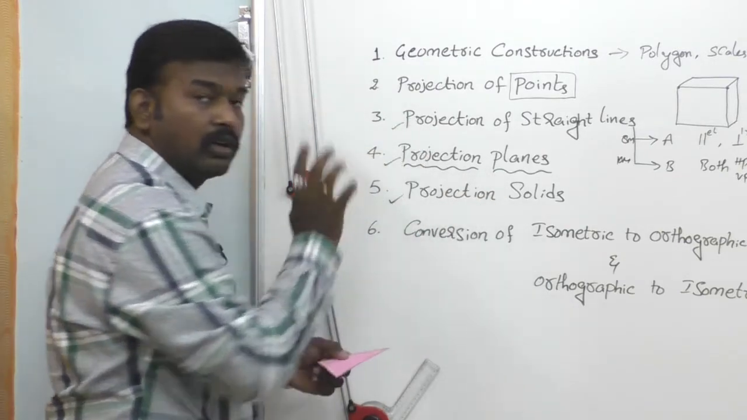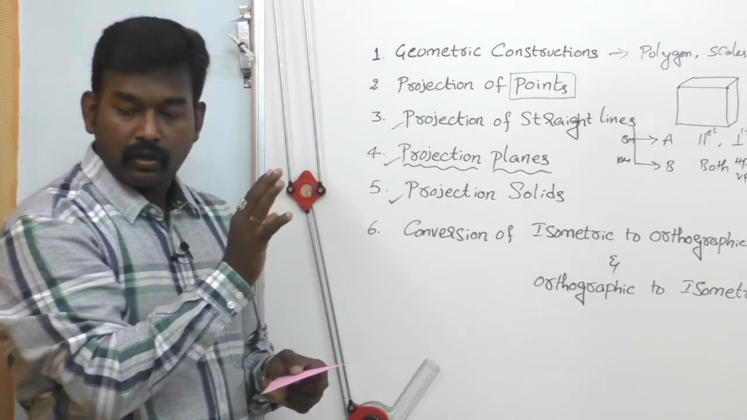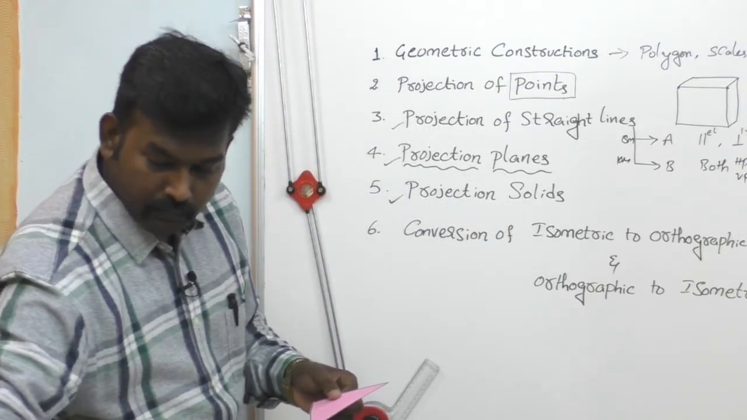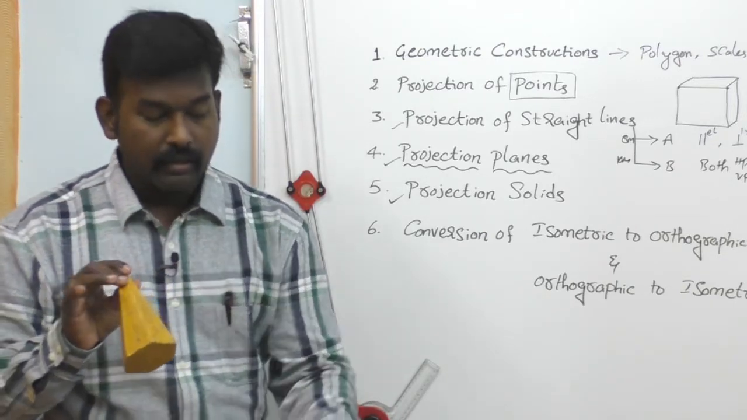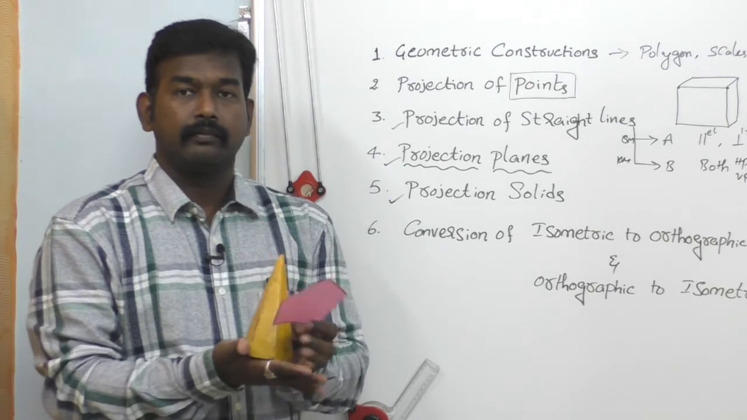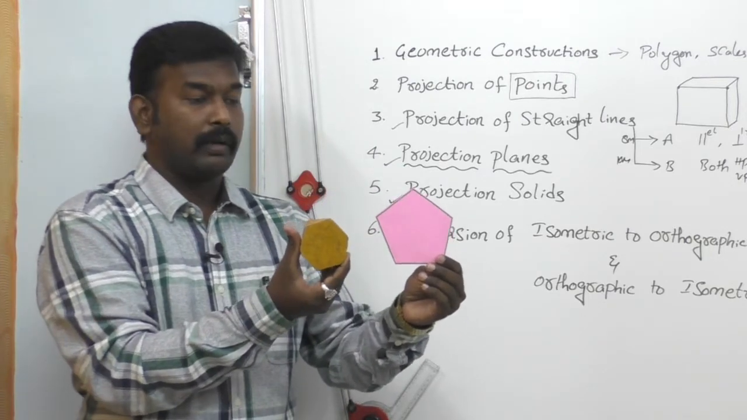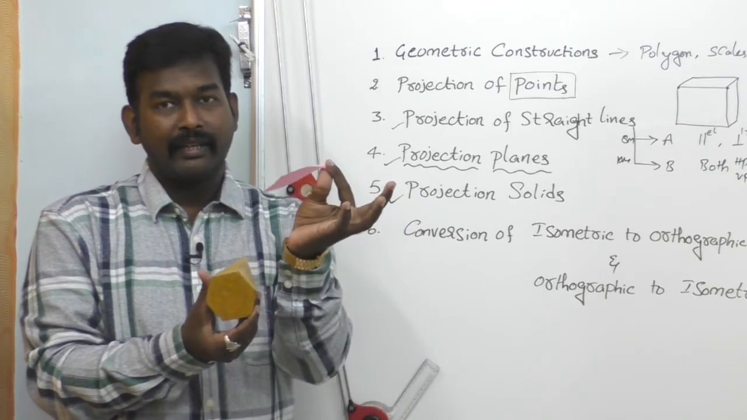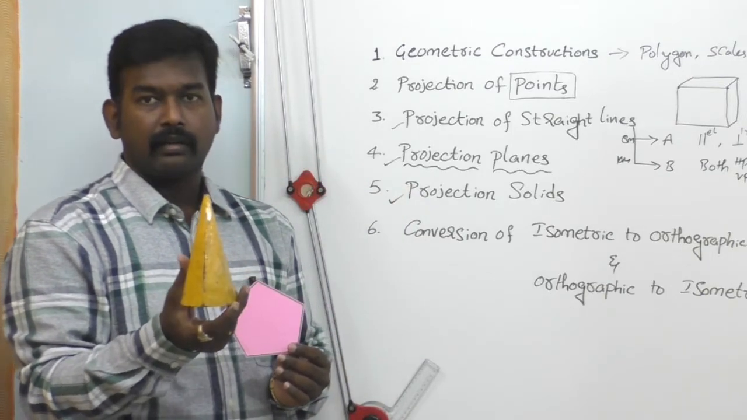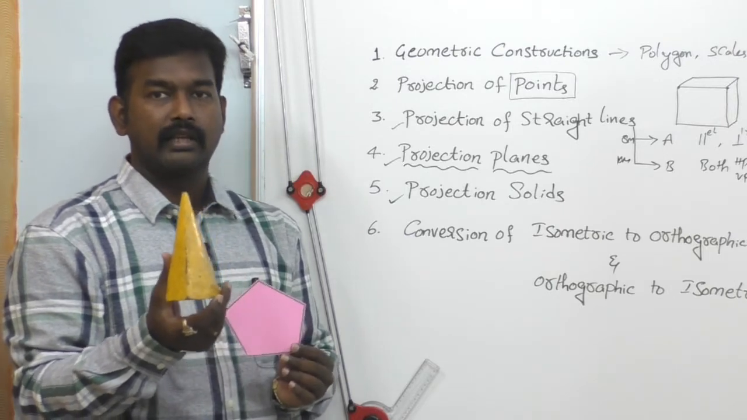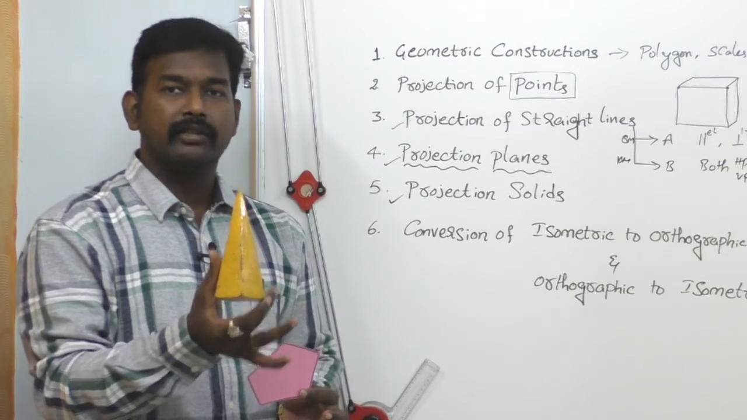What is the difference between a plane and a solid? This is a pentagonal solid and this is a pentagonal plane. The plane has negligible thickness, and the pentagonal pyramid has some thickness. That means a plane is a two-dimensional object, and a solid is a three-dimensional object.